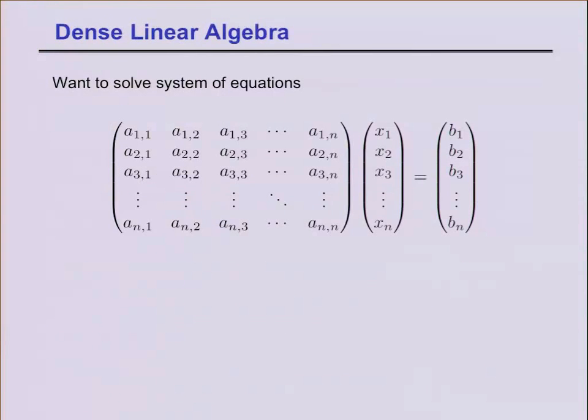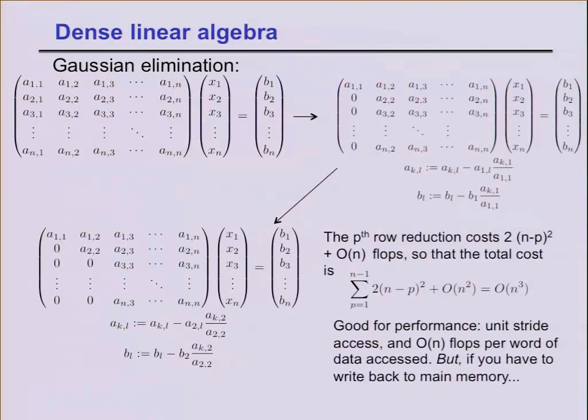Dense linear algebra. This is the one that we all learned in, well, I guess now in grade school. So you want to solve a system of equations: a matrix times a vector is equal to another vector. You know B, you want the X's, and you know the A's. So how do you do that? This is Gaussian elimination.